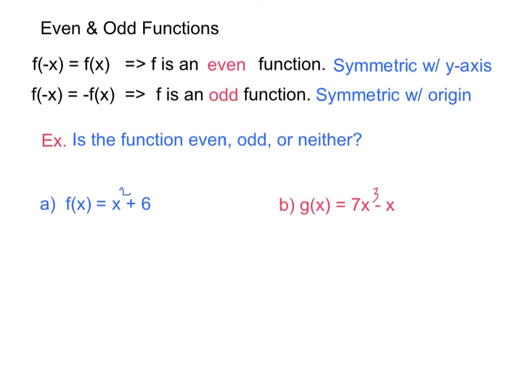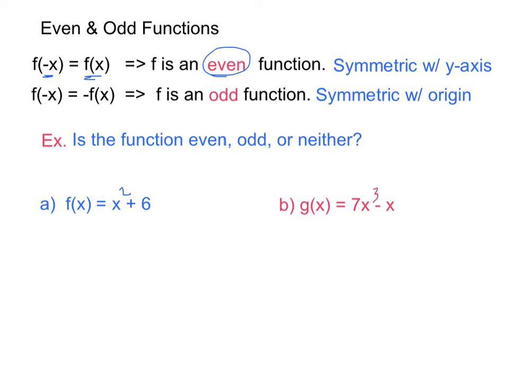Even and odd functions can be determined by evaluating f of -x. If I evaluate f of -x and I still get the original function f of x, the same thing back, then that tells me that it is an even function. And it will be symmetric with the y-axis, meaning if I folded the graph on the y-axis, all the points on the right and all the points on the left would match up when I fold it in half.